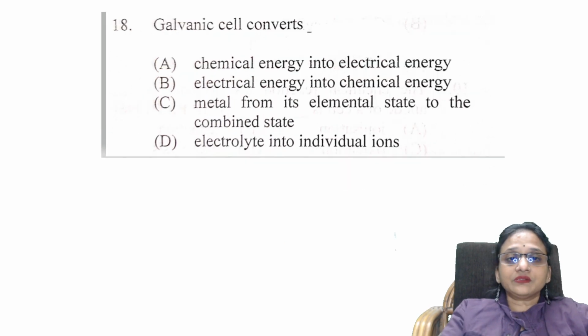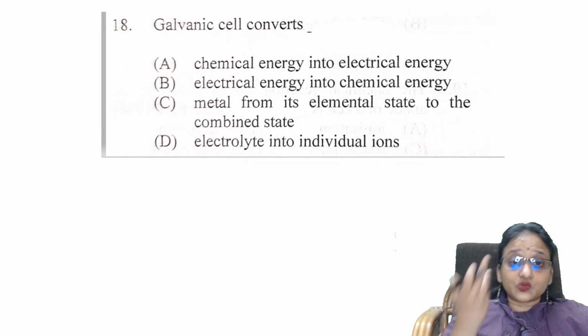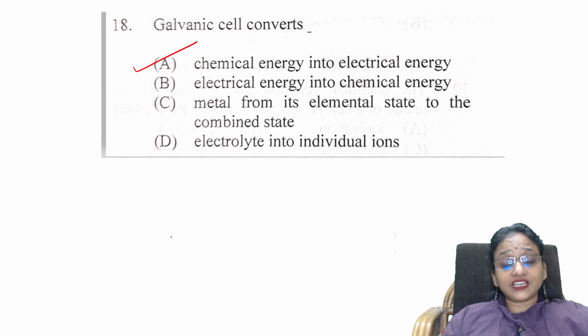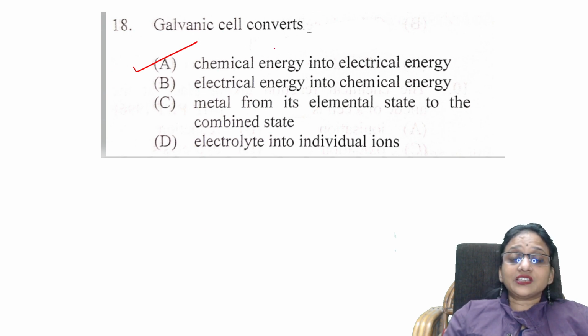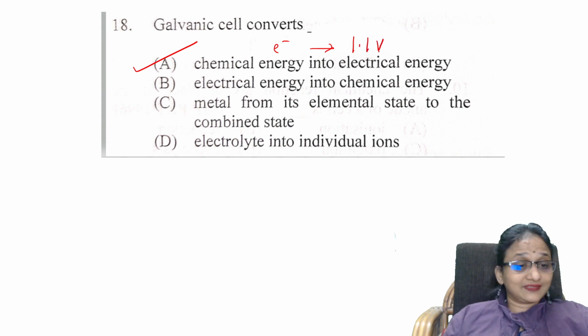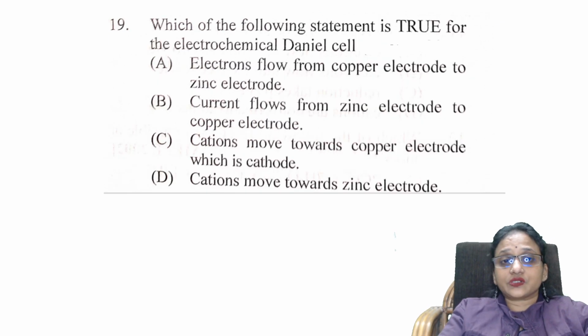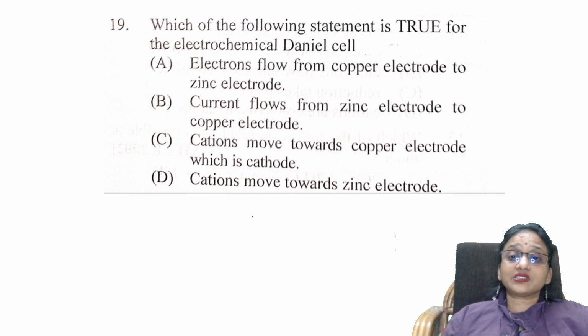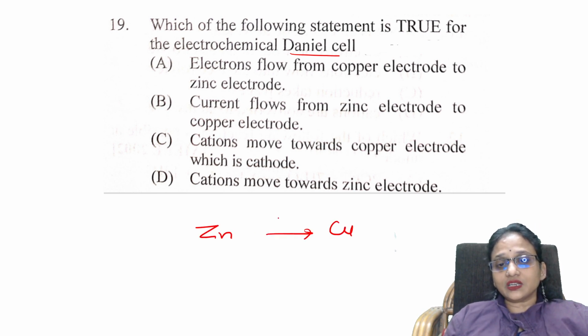Next question. Galvanic cell converts what? A galvanic cell converts chemical energy into electrical energy. Whatever electrons are there, it's getting converted and developing a cell potential of 1.1 volts. Easy. Next question. Which of the following statements is true for the electrochemical Daniel cell? Daniel cell has two electrodes, zinc electrode and copper electrode. Electrons will flow from zinc to copper. Correct? This is what happens.